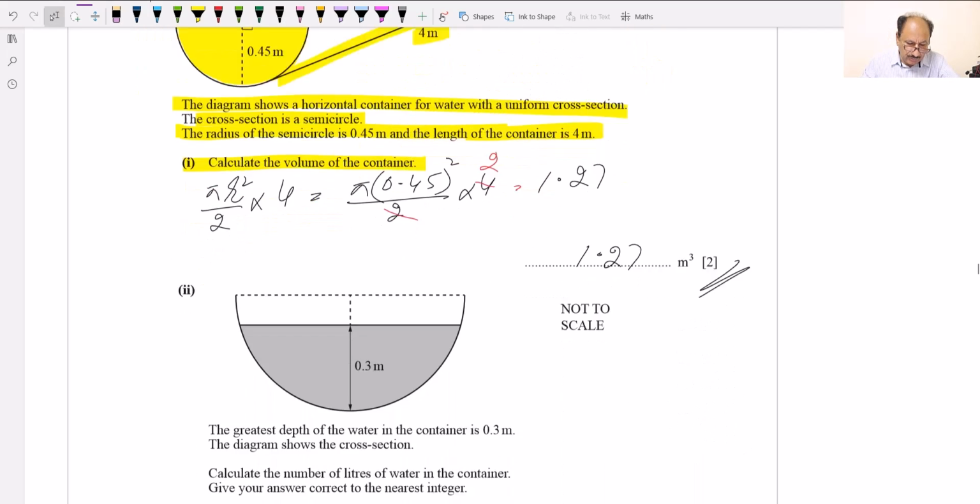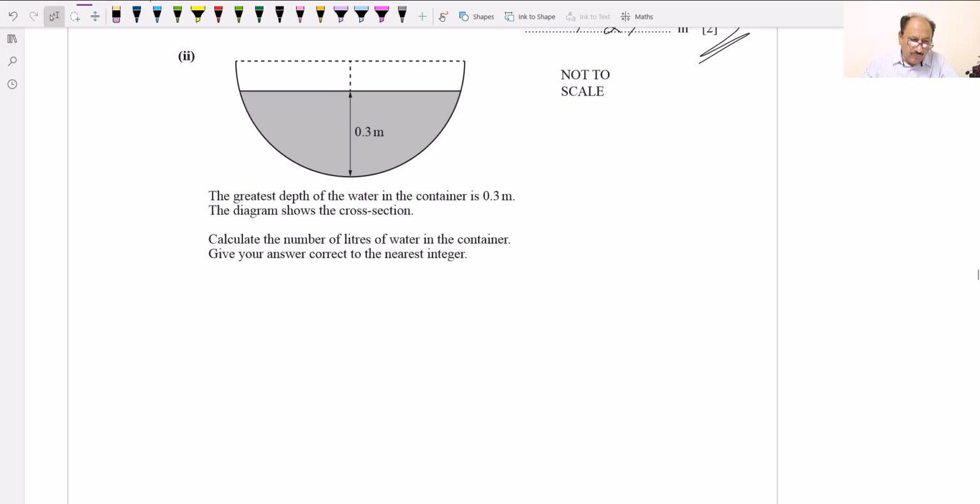Hopefully you understood this. Now for the second part, this is diagram is again not to scale. The greatest depth of water in the container is 0.3, which is this one, 0.3. The diagram shows the cross section. Calculate the number of liters of water in the container. Give your answer correct to the nearest integer.